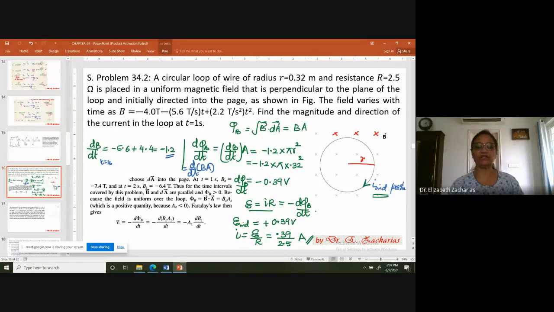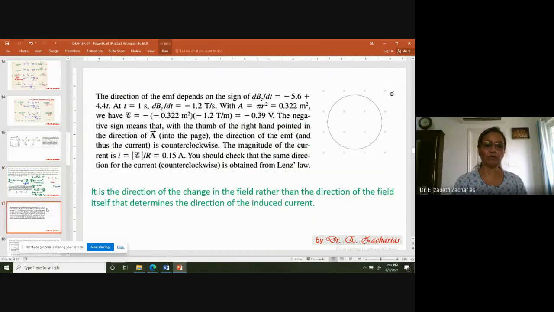Okay, so this is at a time t equal to 1. The book is also talking about another time.